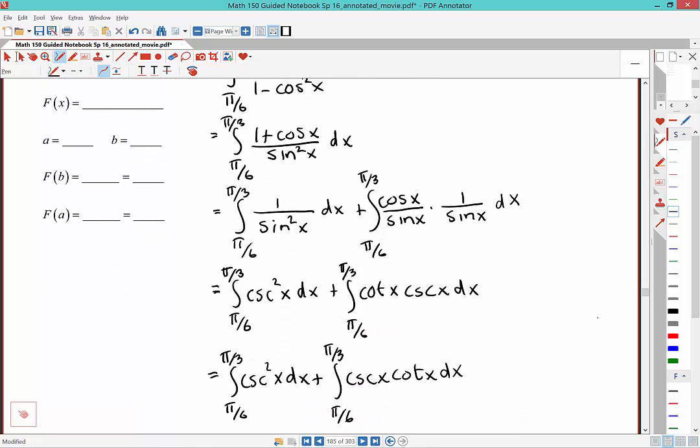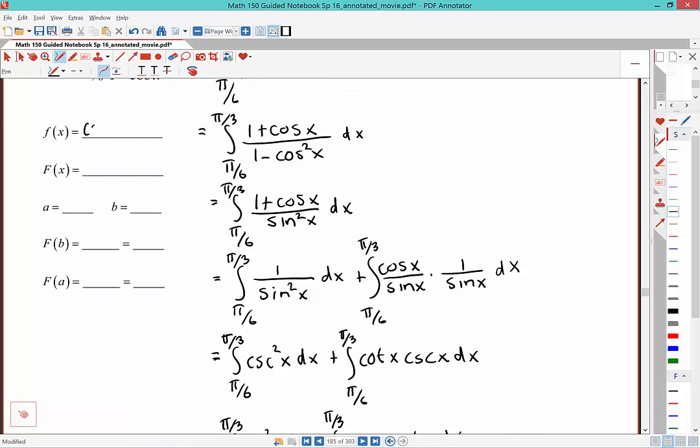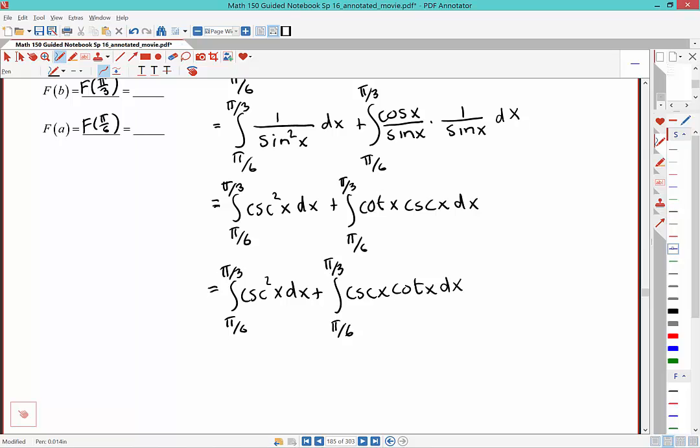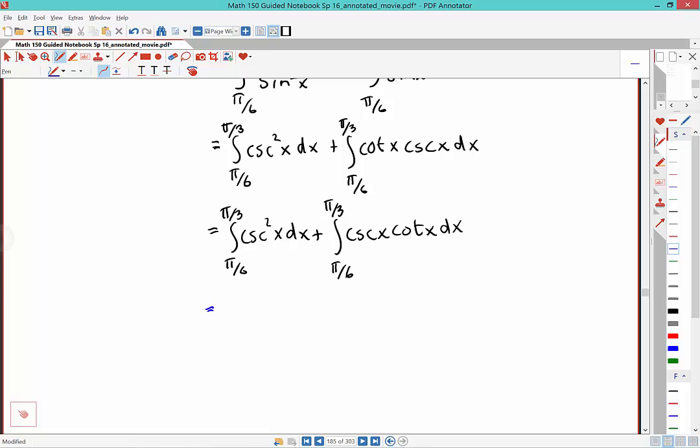Our a is pi over 6. And our b is pi over 3. And we're going to be evaluating capital F at pi over 3 and capital F at pi over 6. All right, so let's find our antiderivative. So we're going to end up with, beautiful, negative cotangent at x. That's going to be from x going from pi over 6 to pi over 3. And then plus negative cosecant at x, and that's going from x is pi over 6 to x is pi over 3. So if you had kept it in 1, you would have gotten negative cotangent at x minus cosecant at x as your antiderivative.